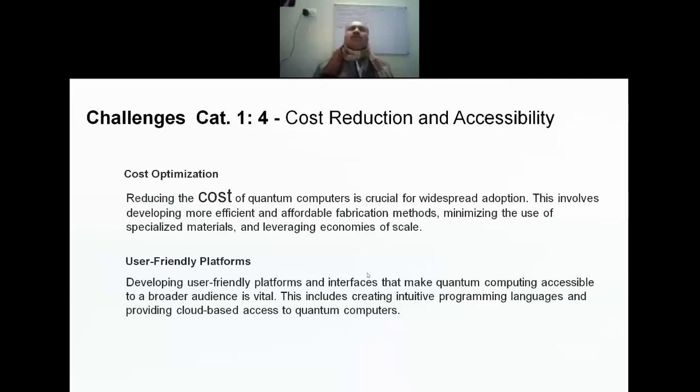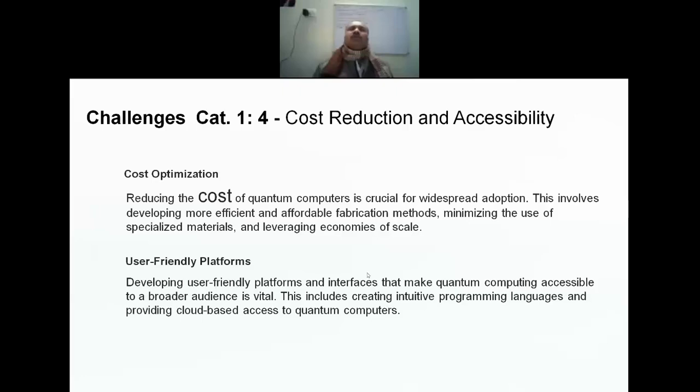Next, user-friendly platforms. Actually, the platform is not user-friendly, and that is also a problem. That's why people are unable to access the full facility or the full principles of quantum computers. So developing a user-friendly platform is also a task.